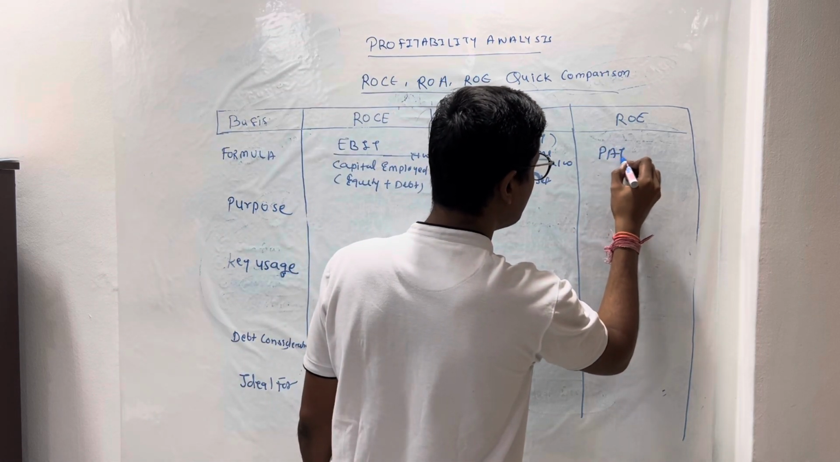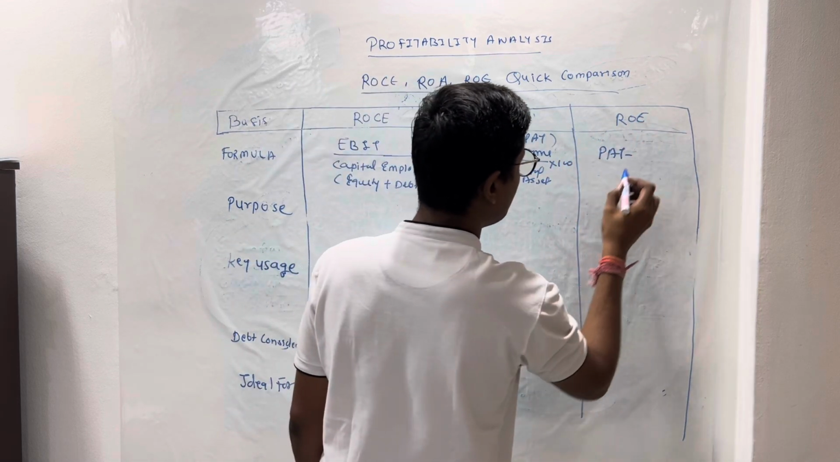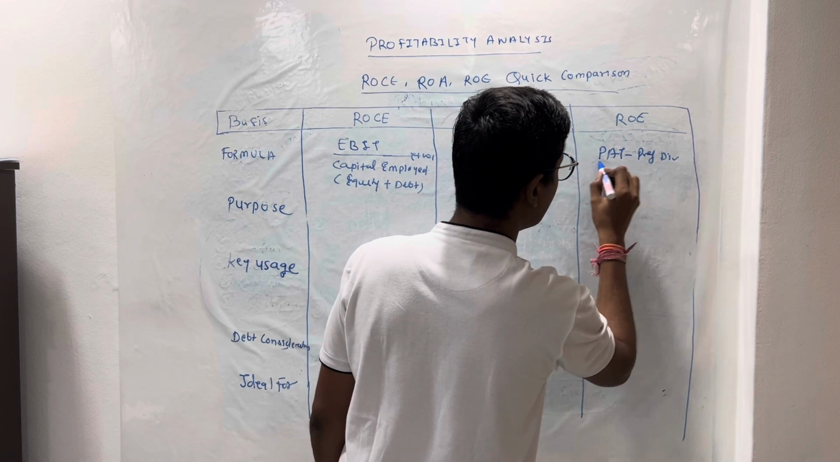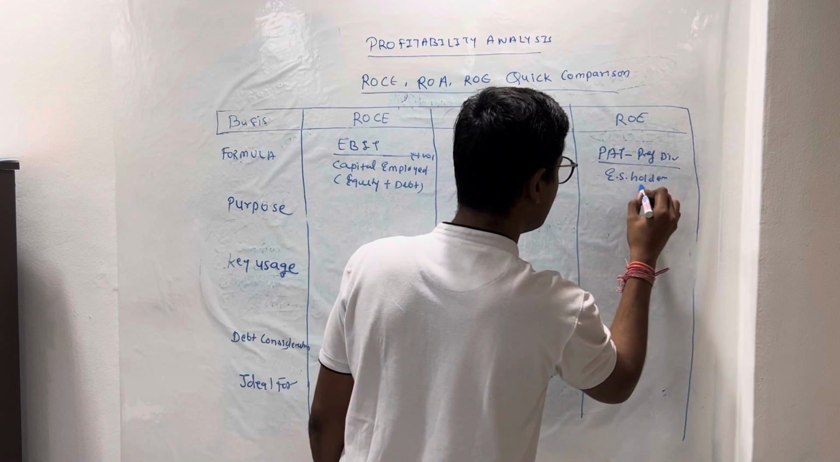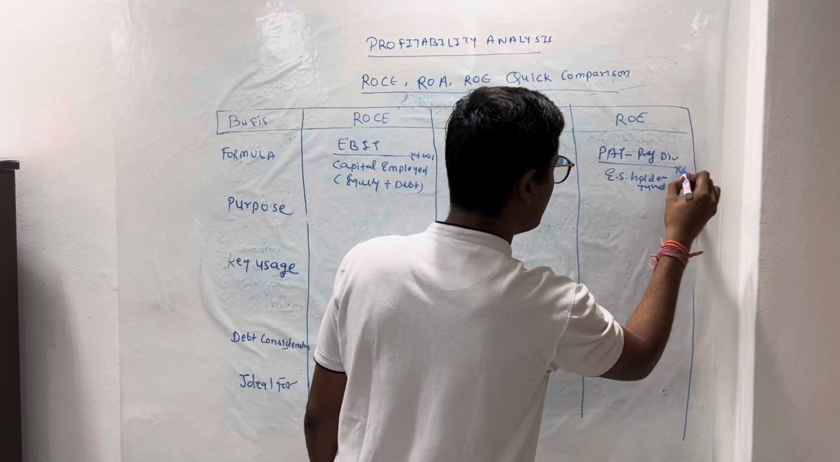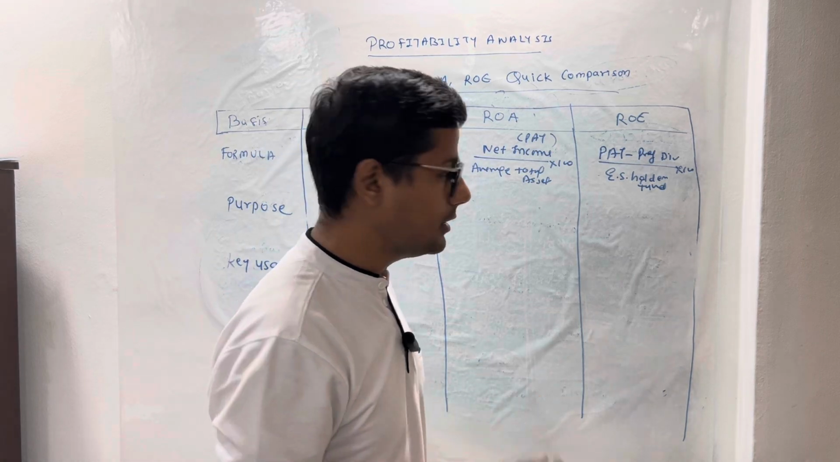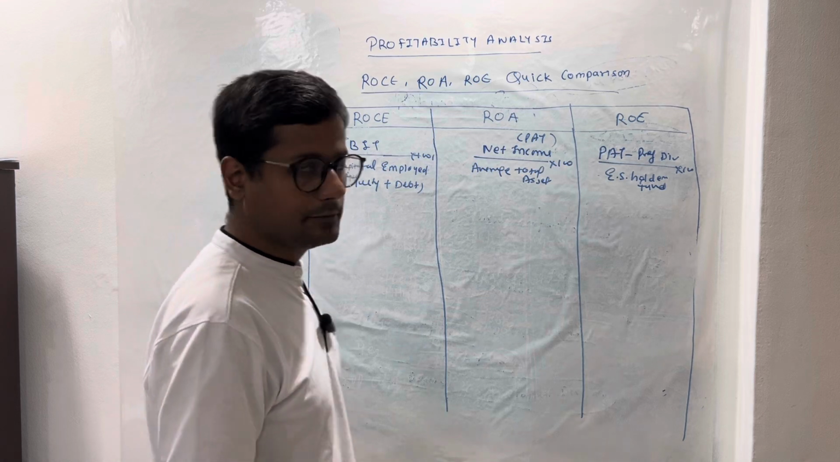ROA means return on asset. ROE means return on equity. So the return on equity formula is PAT minus preference dividend divided by equity shareholders' fund. In equity shareholders' fund, we include the equity share capital plus retained earnings and all. Multiply by 100. So this is the formula for all these three.